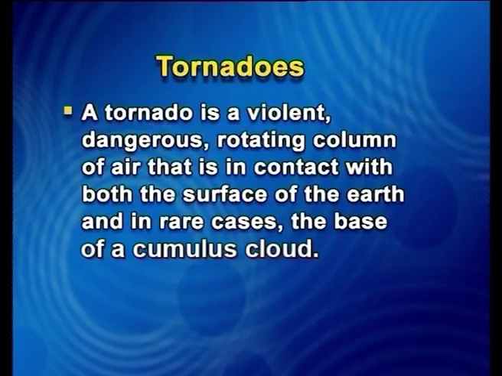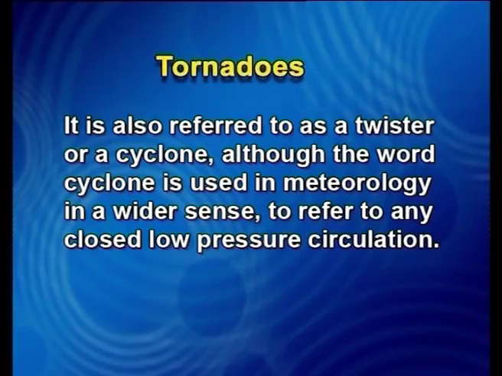Tornadoes. A tornado is a violent, dangerous, rotating column of air that is in contact with both the surface of the earth and, in rare cases, the base of a cumulus cloud. It is also referred to as a twister or a cyclone, although the word cyclone is used in meteorology in a wider sense, referring to any closed low-pressure circulation.